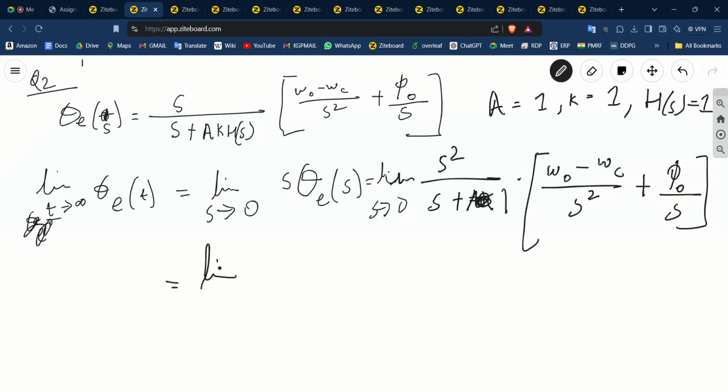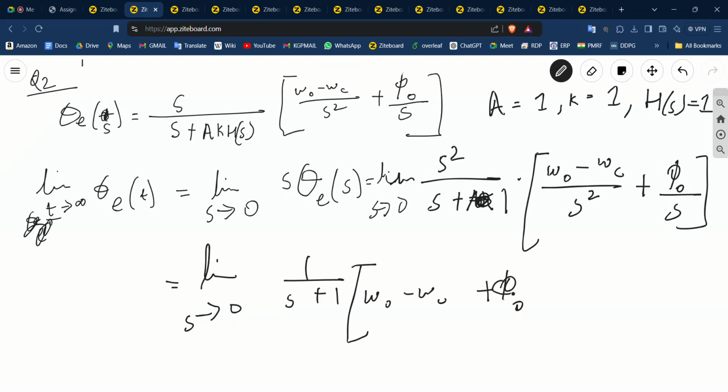is equal to limit s tends to 0 of 1 by s plus 1 into (omega naught minus omega c plus phi naught into s). So if you put s equal to 0, you will get omega naught minus omega c. So this is the steady state value, omega naught minus omega c.